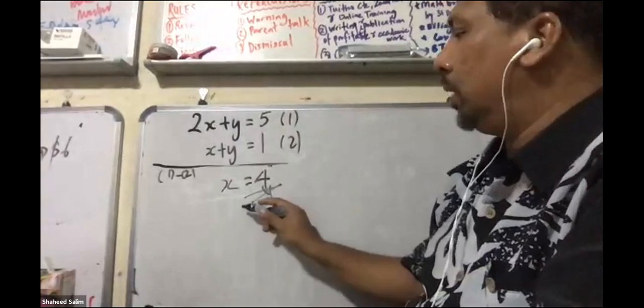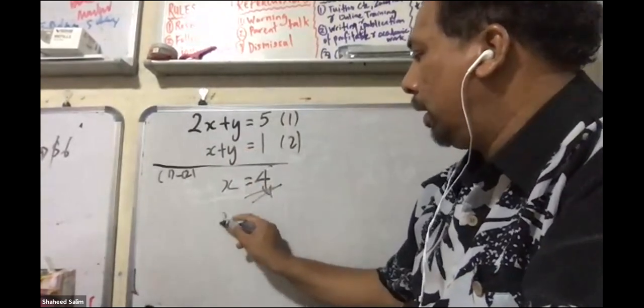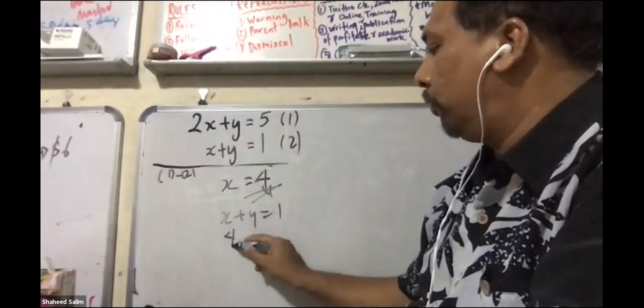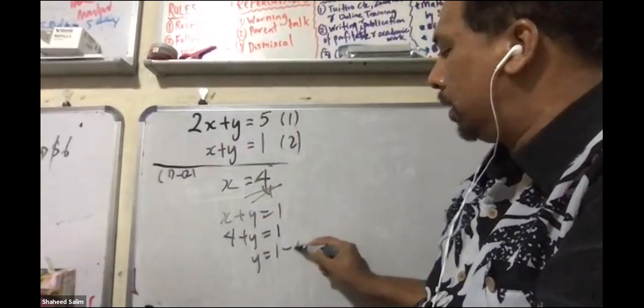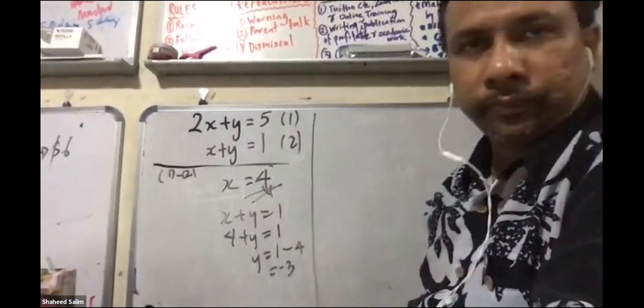Then after that, you substitute. Substitute x, let's say you put x into equation 2. X plus y equals 1. So x is 4, right? 4 plus y equals 1. Y equals 1 minus 4 equals minus 3. This is method number 1.